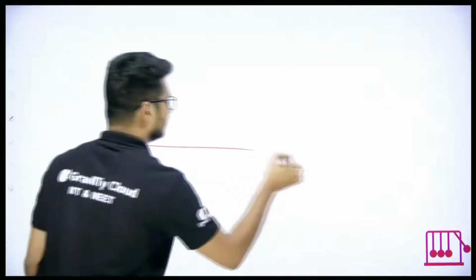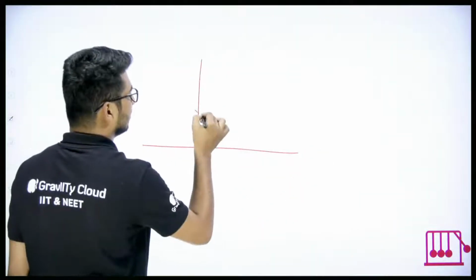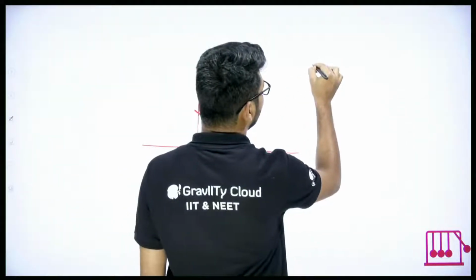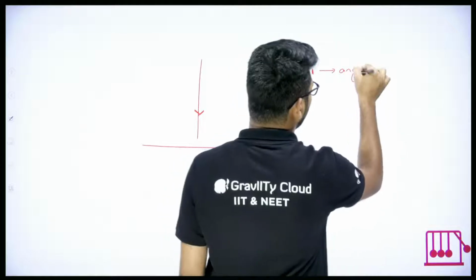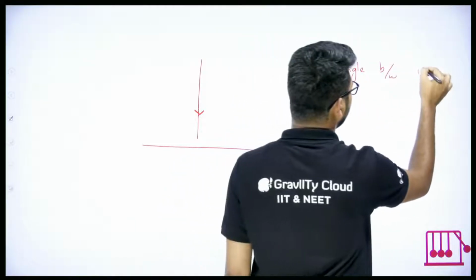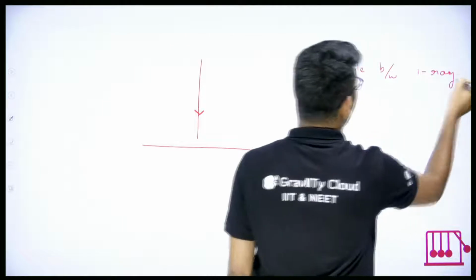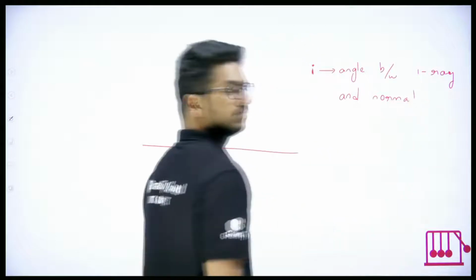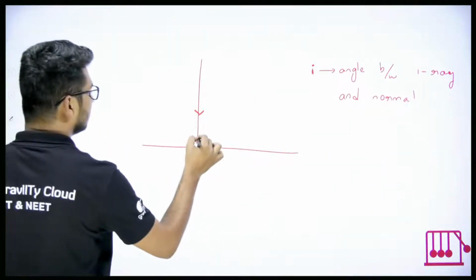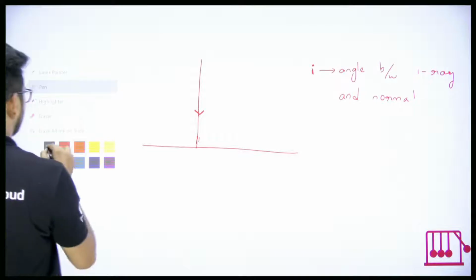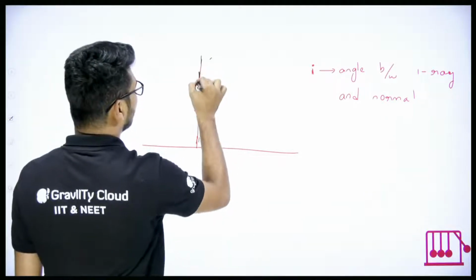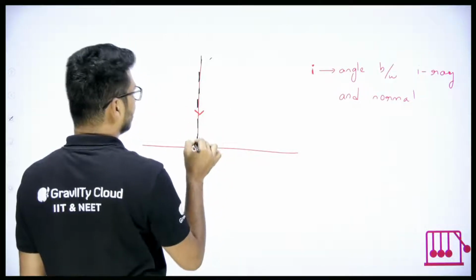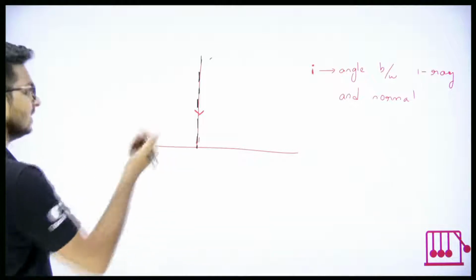Look at this. If this is a surface, this is the incident ray. Now what is angle of incidence? Angle of incidence I is the angle between the incident ray and the normal. So how is the normal here? If I use another ink, the normal is exactly like this. Yes or no? The normal is along the ray itself.